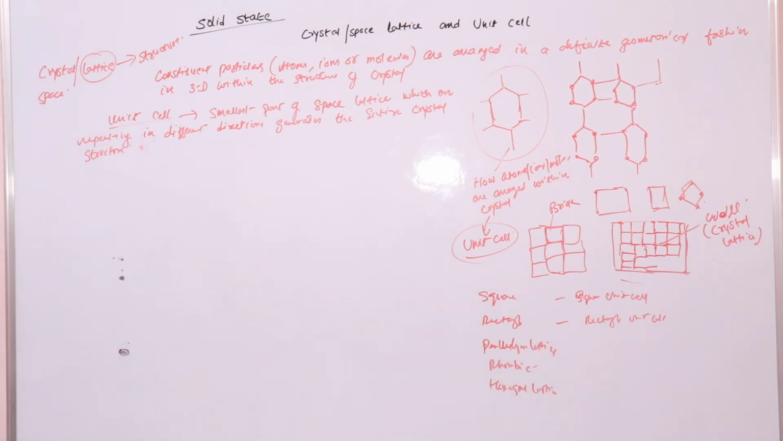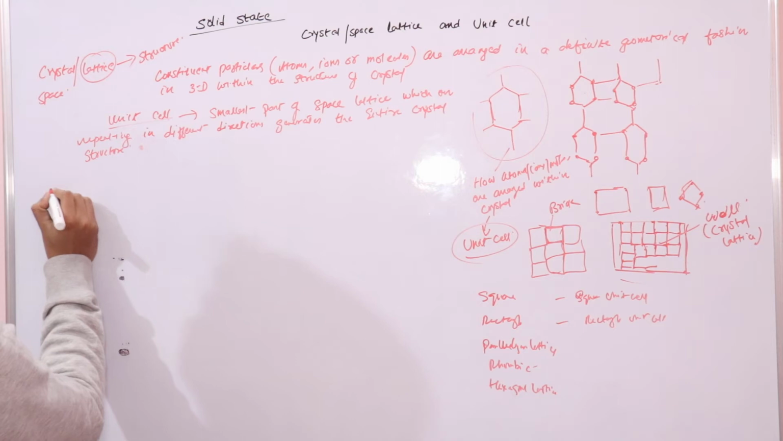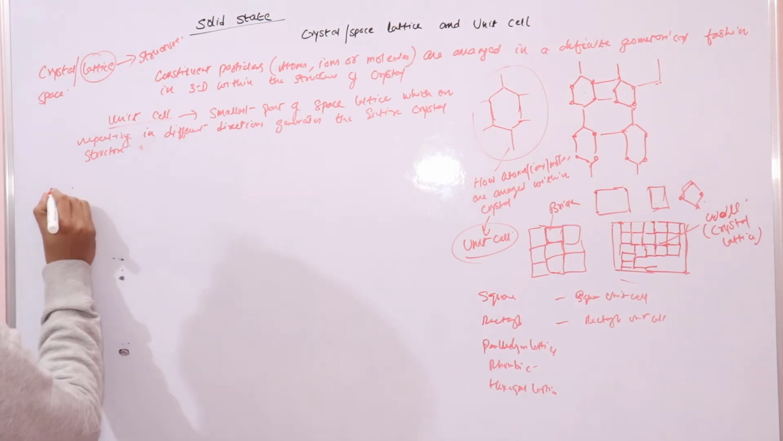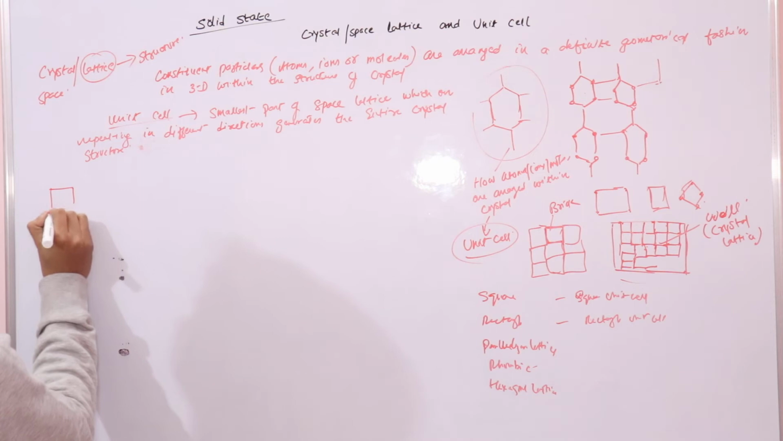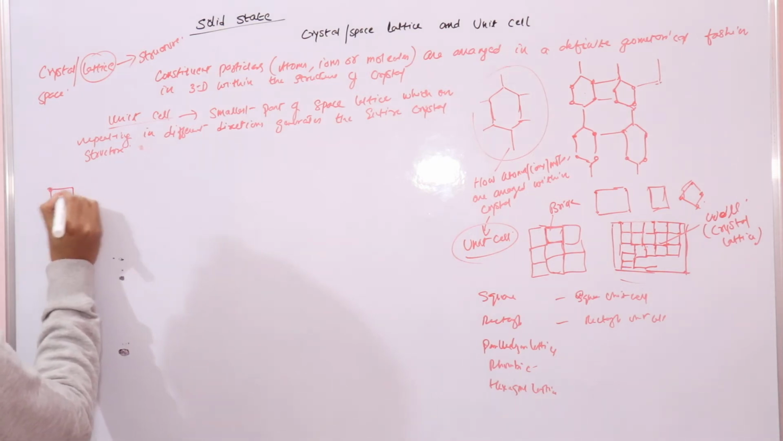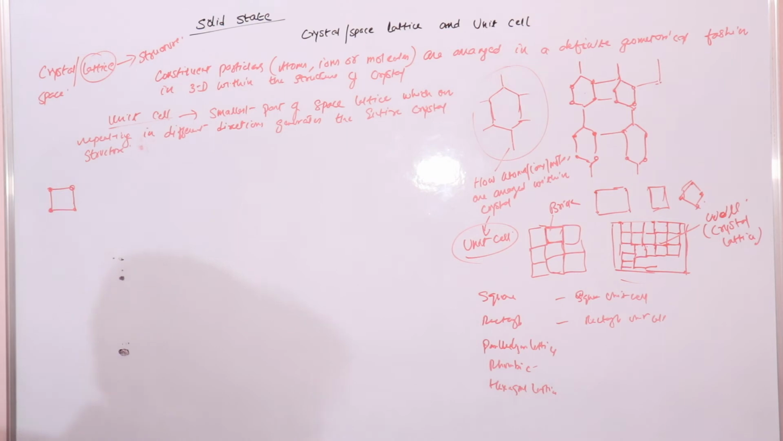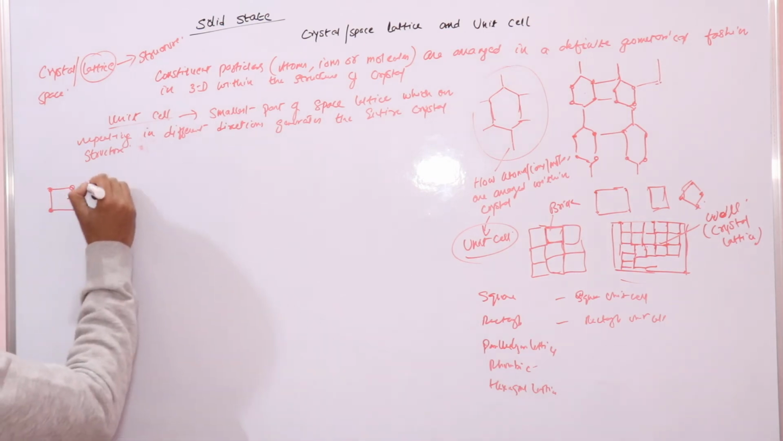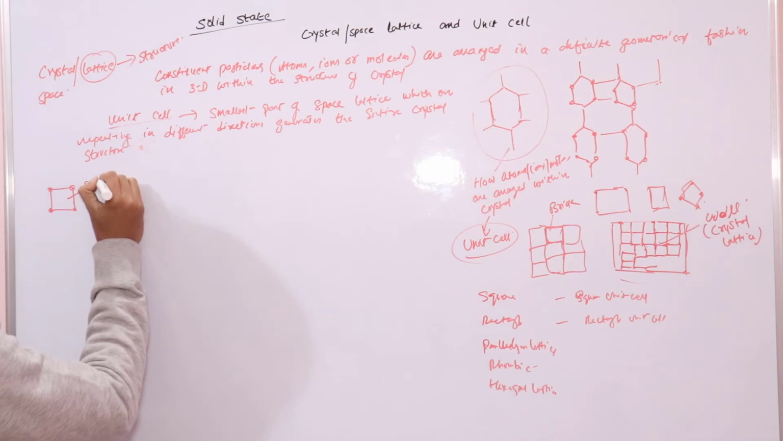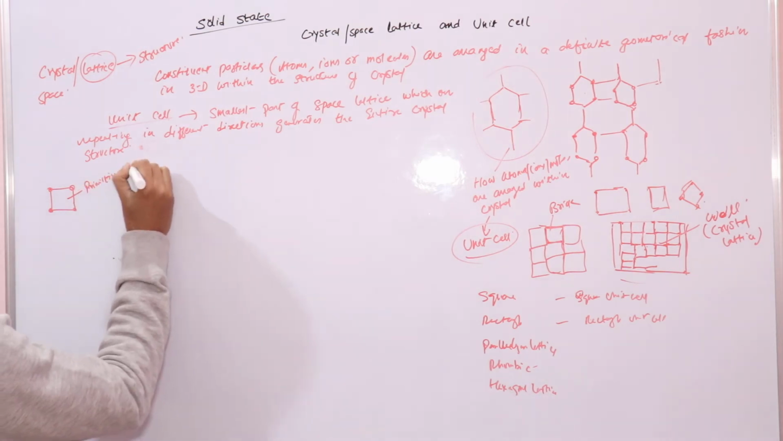You can see these things in your books. Now you have some characteristics of these unit cells. It has been observed that in most unit cells, these points are present only at the corners. This kind of unit cell is your primitive or basic unit cell.